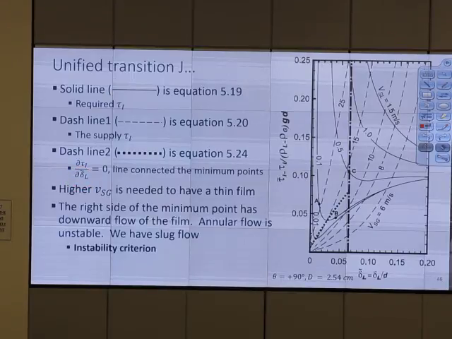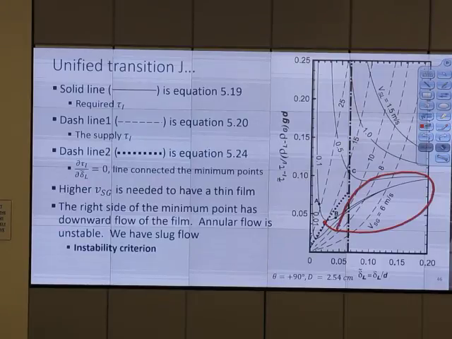Okay, you could have both liquid film going down and going up, right? It's not like that. When we know for sure that when we have the minimum point, on the right side the film moving down is not stable. They didn't say anything about this case. Because what? Because it's not annular flow to begin with.